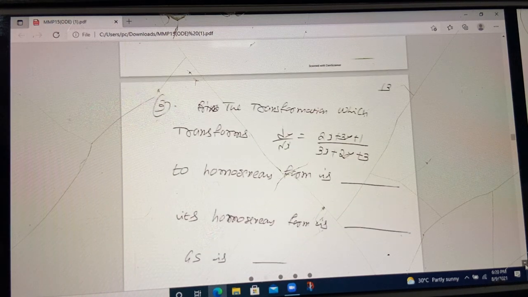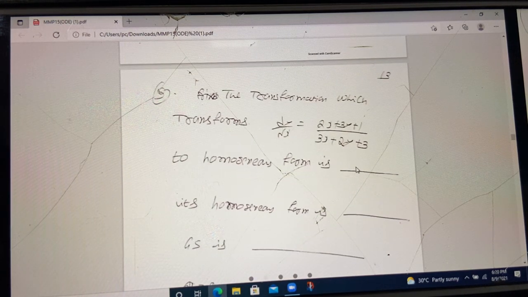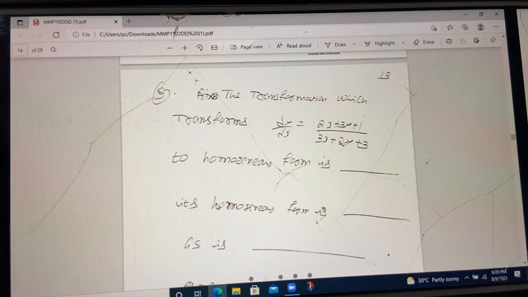Let us see. What is the transformation that should be used so that this transforms to homogeneous form? So you will get the picture. That is the first bit. It's homogeneous form. What is the homogeneous form? What is the general solution?